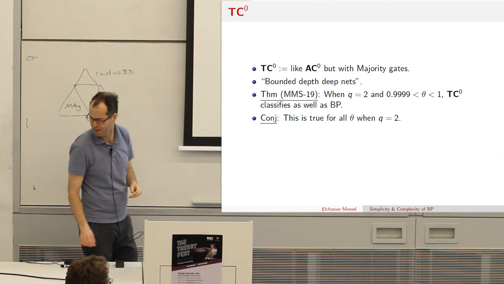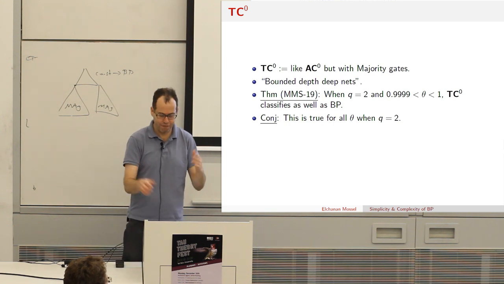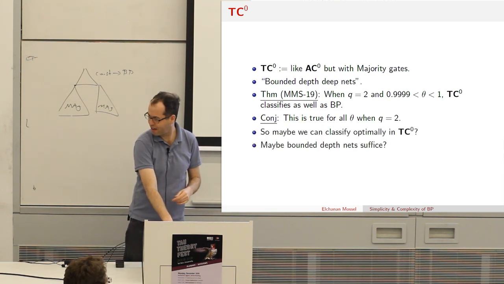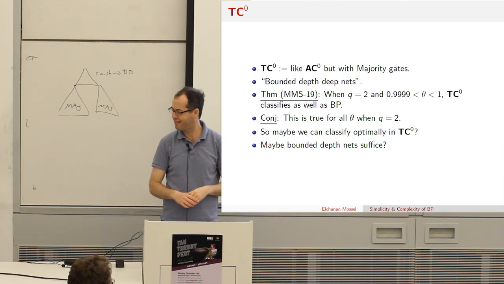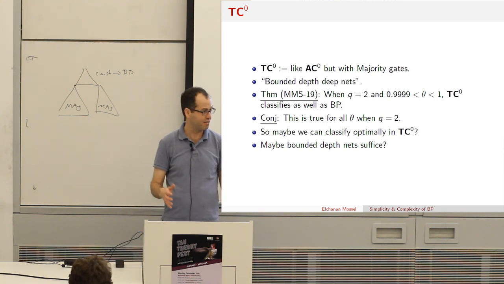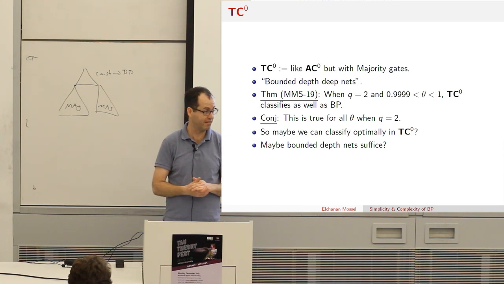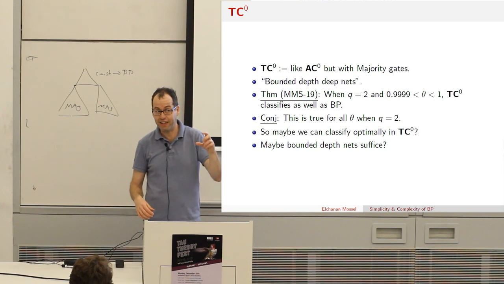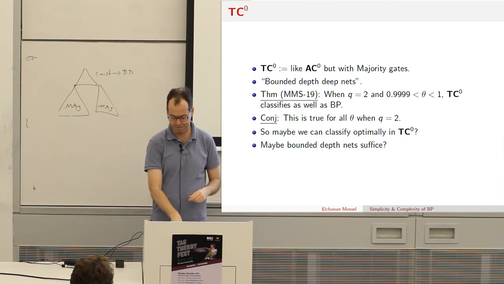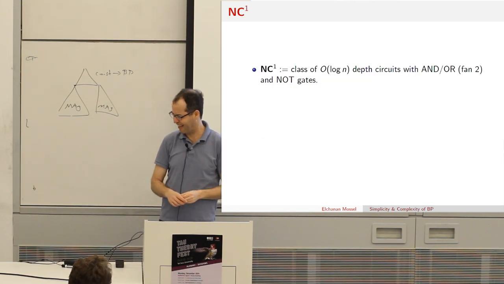Good. So it's still not clear if we actually need depth or not. Maybe we can classify in TC0, and maybe bounded depth nets suffice, and some other theory people may argue that this is the case. Shai Shalev-Shwartz, maybe, and some people may argue that maybe you need a fixed, but large, depth, and that's enough. Let's go to the next class.